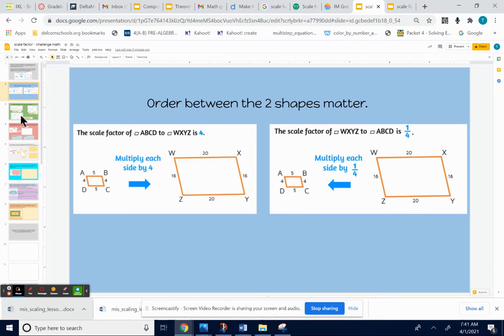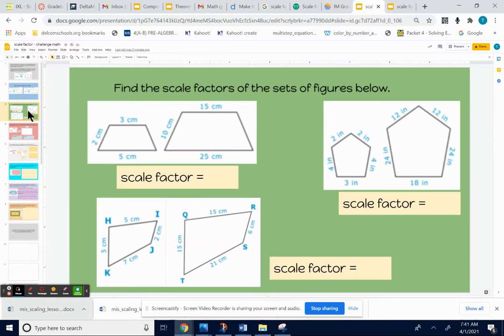So you've done this. We just haven't talked about this vocabulary. Take a minute, do the next slide. See if you can figure out the scale factor. I'm giving you sets of similar shapes. See if you can figure out what the scale factors are.